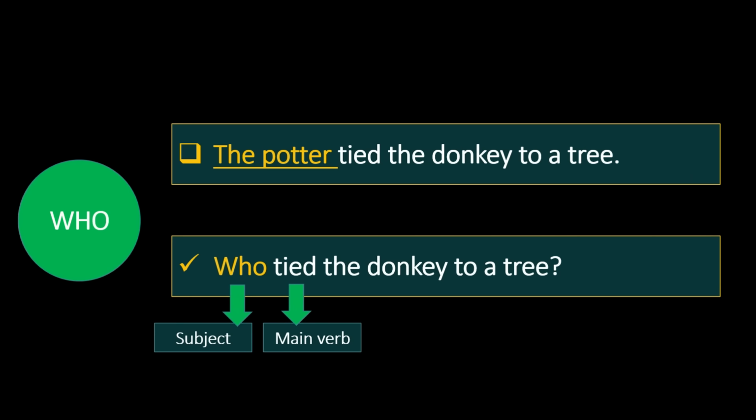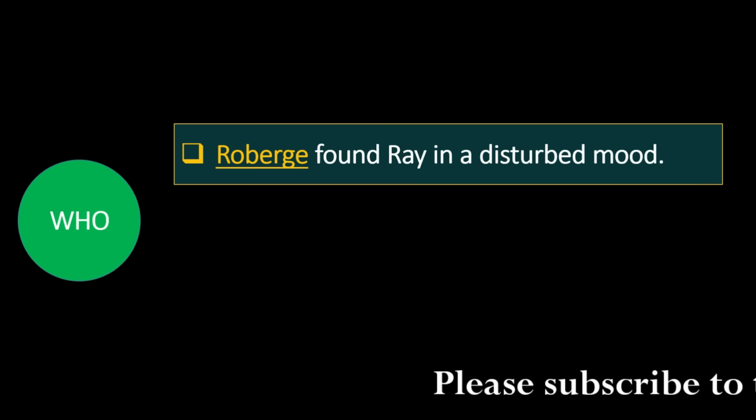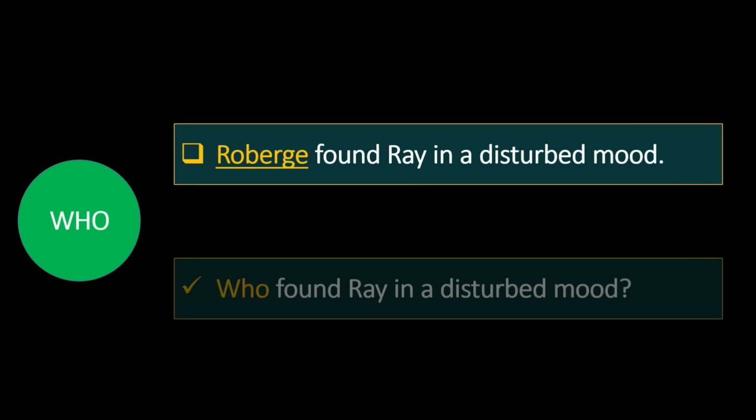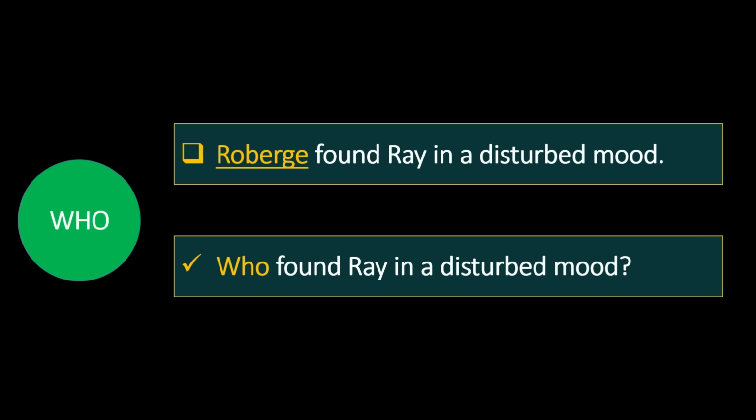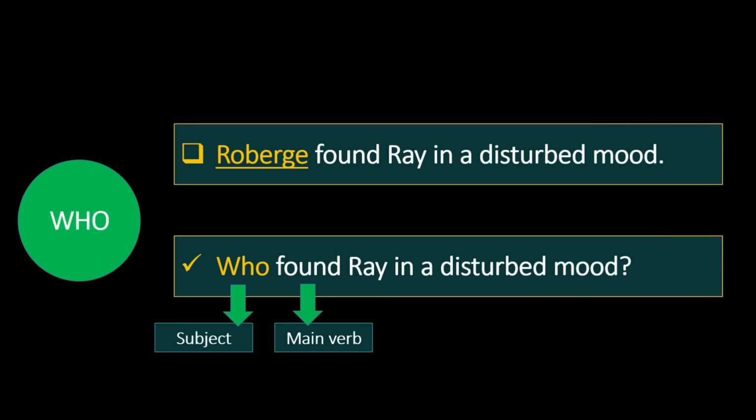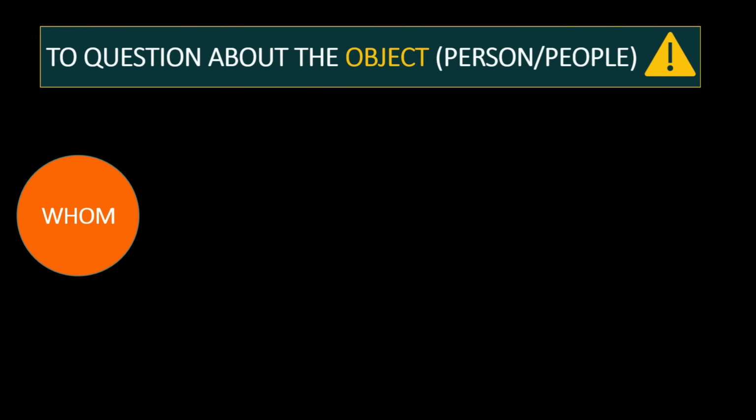Let's look at another one. Again, who, a different sentence. Robert found Ray in a disturbed mood. Again, the subject is Robert, that's underlined, and we need to use a who question in order to get that word as the answer. Who found Ray in a disturbed mood? This is pretty clear. You just used who in place of Robert, and you put a question mark. Okay, now let's move on and look at another word.